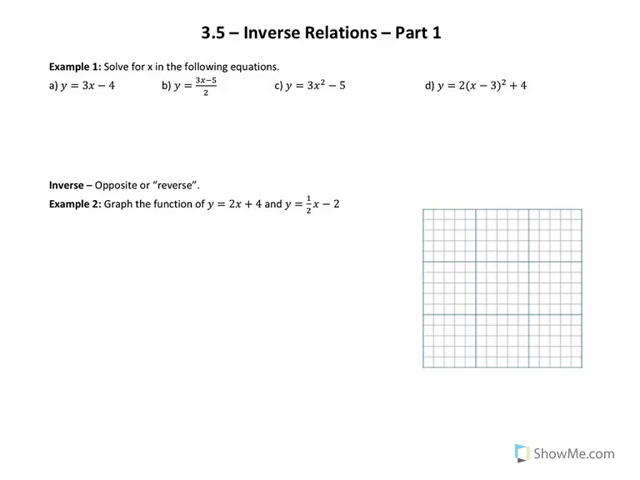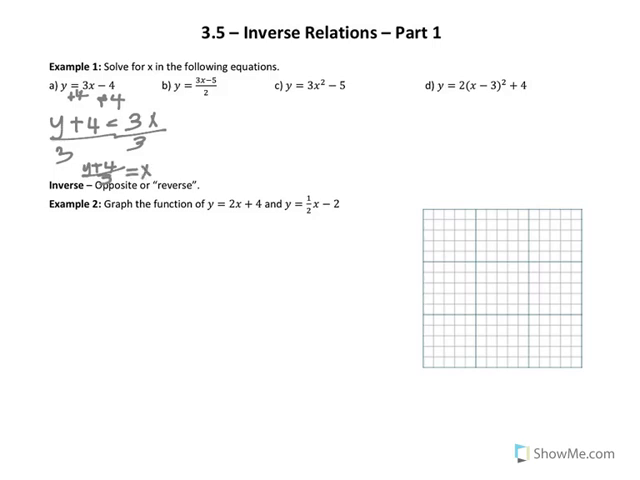3.5 Inverse Functions Part 1. So just doing a little quick algebra review, it'll be helpful for this lesson. Solve for x in the following equations. I would add 4 to both sides, so we have y plus 4 equals 3x, and then I would divide by 3. So x would be equal to y plus 4 over 3.